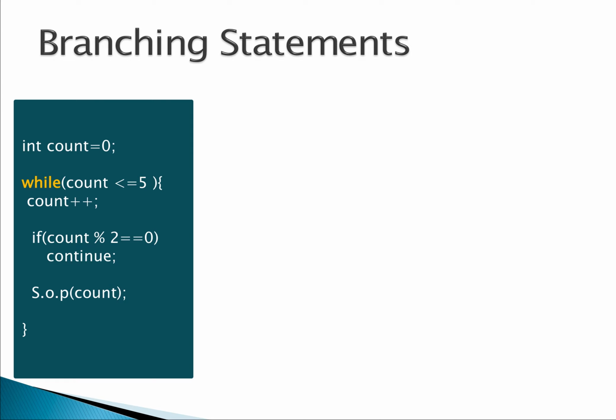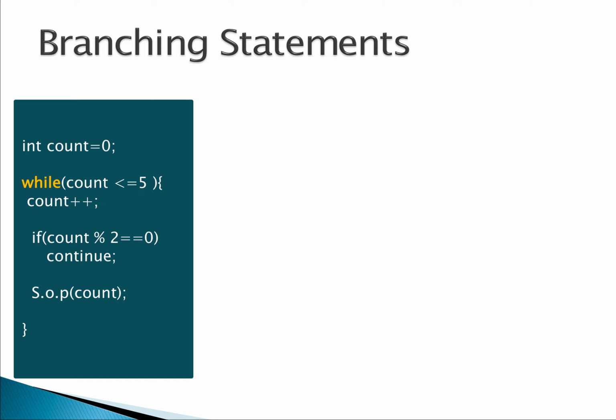Count plus plus will make count equal to 1, and we are checking 1 % 2 equal to 0. When you divide 1 by 2, you get a remainder of 1, and that remainder is not equal to 0. So it is not going to execute the block of code. The block of code here is continue. So System.out.println of 1 will be printed here.